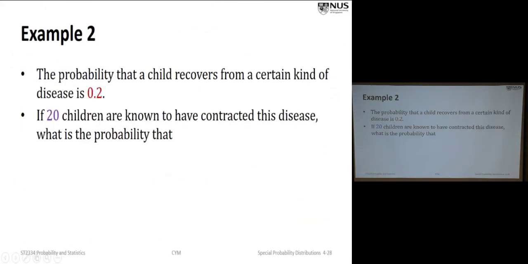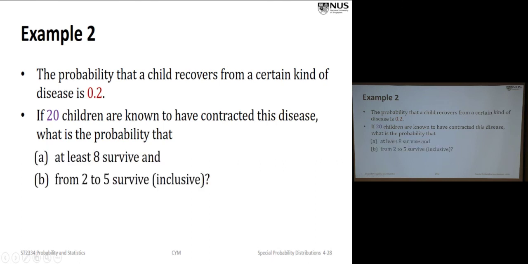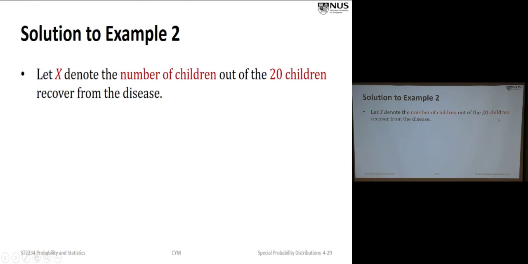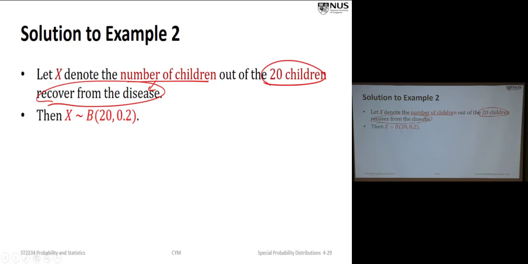So example 2, probability of a child recovers from a certain disease is 0.2. 20 children contract this disease. What is the probability of getting at least 8? So X is the number of children out of 20. So I specify the number of occurrence. Recovering from the disease is considered success. Number of success means number of children recovered from the disease out of 20 trials. And X follows a binomial distribution with n equal 20 and p equal to 0.2. And we are looking at probability x greater or equal to 8.